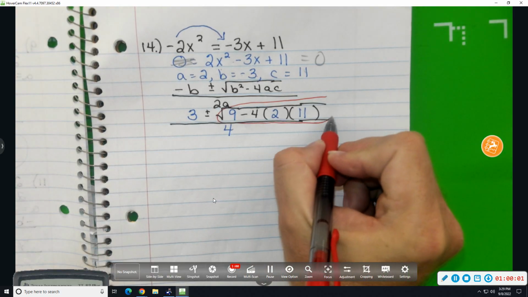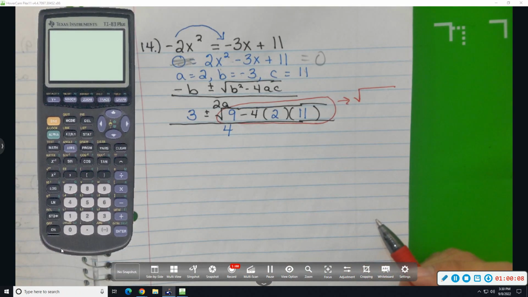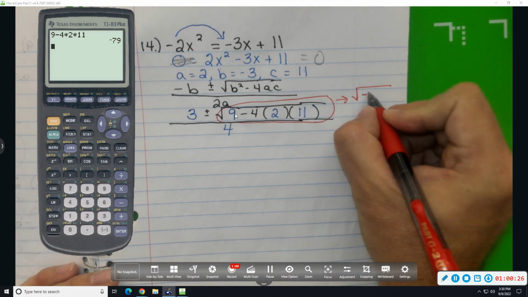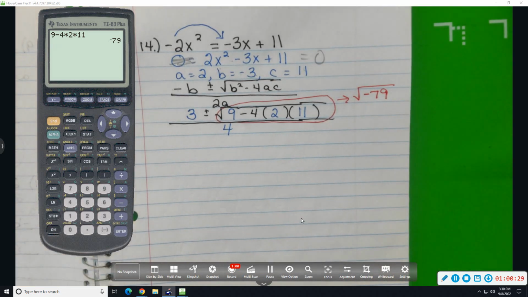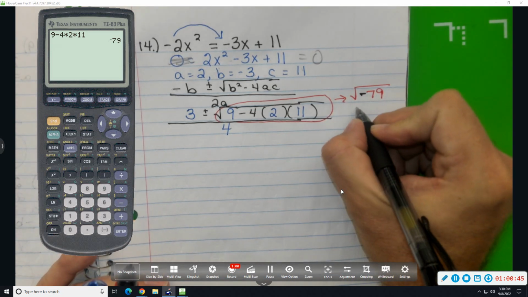Let's simplify the square root. Oh, no. I'm trying to get the calculator. So, under the square root, we'll punch in a 9, subtract 4 times 2 times 11. Is that a negative 79? So 9 minus 88, which gives us a negative 79 under the square root. What letter is going to appear in our final answer? I, because the thing under the square root is negative, we'll have an I.